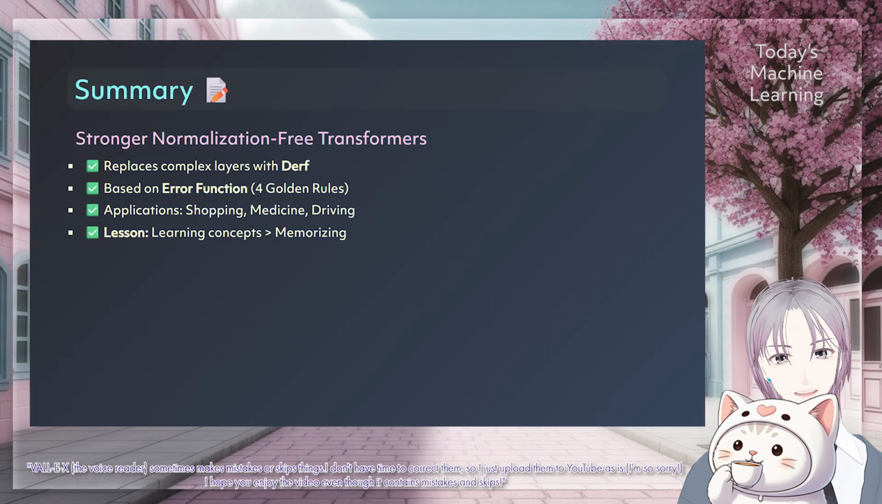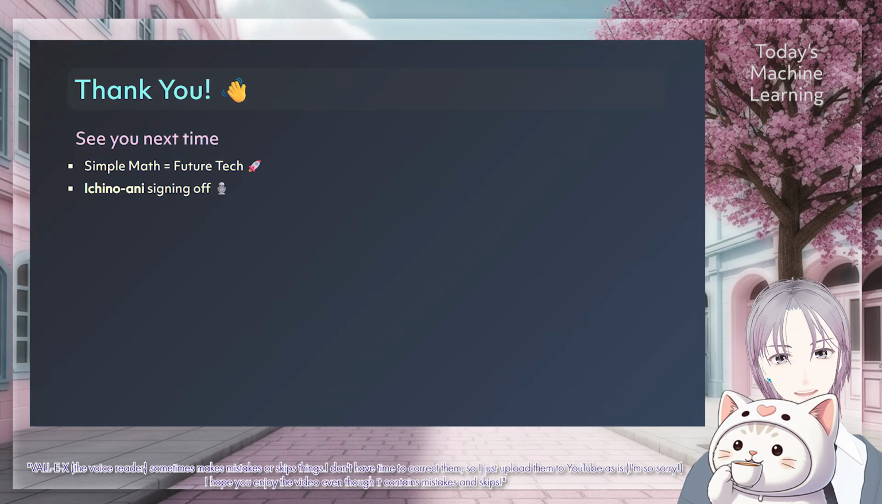So, to wrap up our lesson for today, we learned about a new paper called Stronger Normalization-Free Transformers. We learned that we can replace complex normalization layers with a simple, elegant curve called Derf. It is based on the error function. It follows 4 golden rules. It helps us with shopping recommendations, medical images, and even self-driving cars. And it teaches us that sometimes doing a little less on practice means you are learning better for the real world. I hope you found this interesting. It is amazing how a simple math curve can change the future of technology.